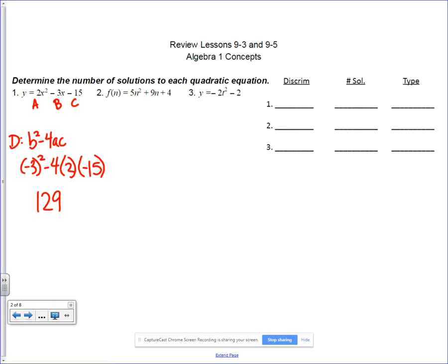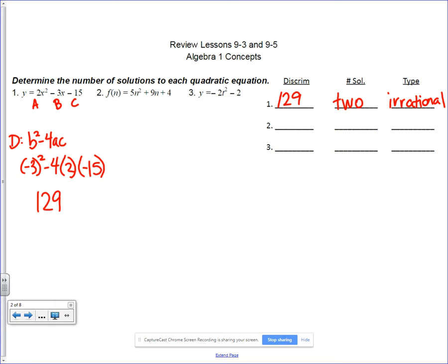So over there for your answer, do you see where it says discrim? What do you think I'm going to put in there? 129. So that 129, does that tell you there's 2, 1, or no solutions? 2 solutions. Now, is 129 a perfect square? No, so there will be irrational solutions. Everybody all right with that?